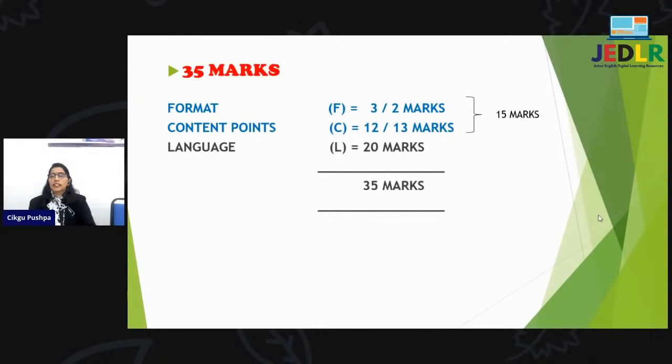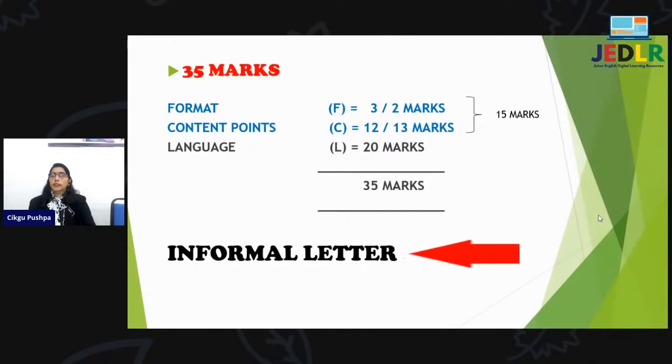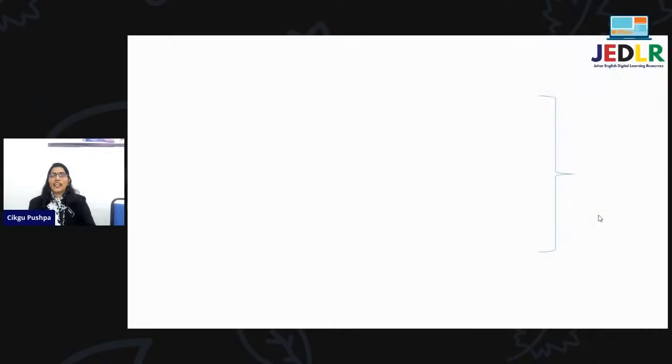This section consists of 35 marks. For the first one, format, you have 3 or 2 marks. Then you have the content points, where you have 12 or 13 marks. And the last one is the language, where you have 20 marks, and your total is 35. Today, we are going to focus on informal letter writing first. I'm sure that all of you are ready with your notepad. Just jot down some notes. Are you ready, guys? Let's go.